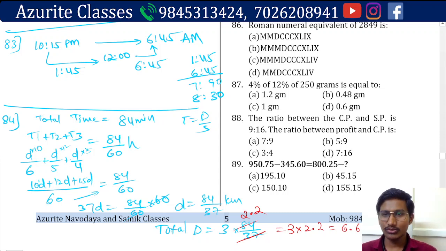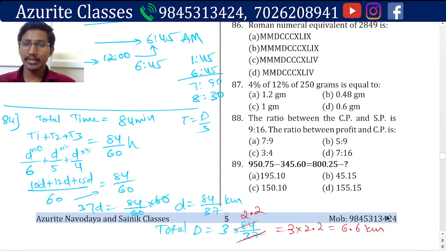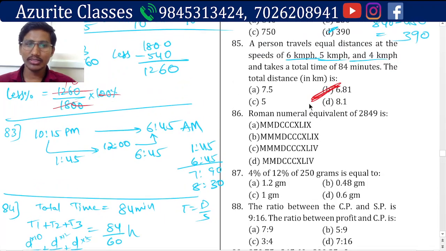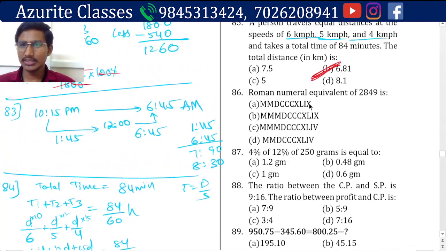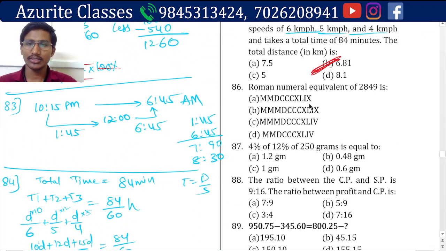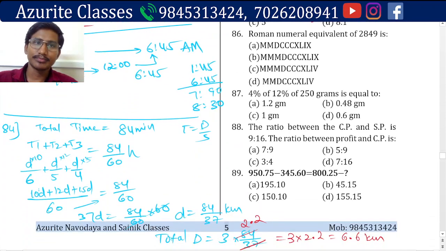Understood? The question paper is a little complex, right? Now let us go to the next question, students. So the 85th question is done, and 86 we have to do.